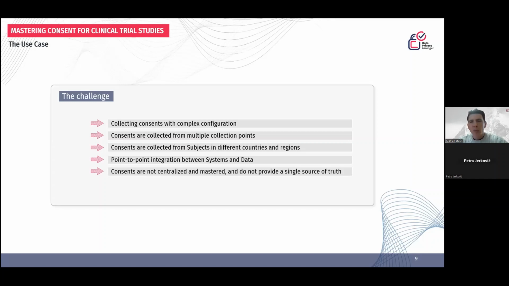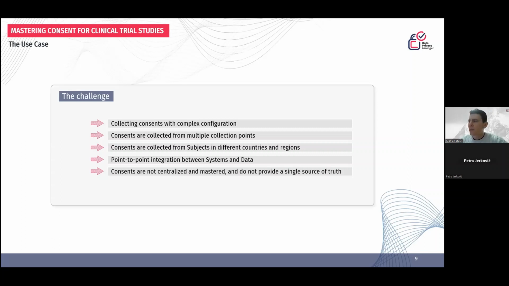When we speak about mastering consents, we are speaking about mastering consent data. So are you aware, do you have like reporting capabilities? Do you know which consents are related to which ICF, to which study, to which product, to which organizational department, to which country?